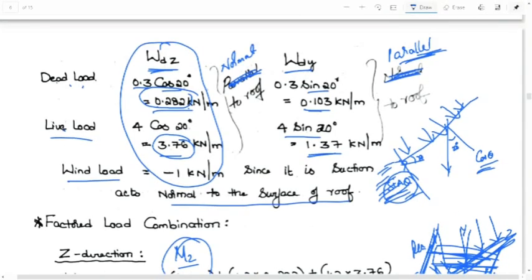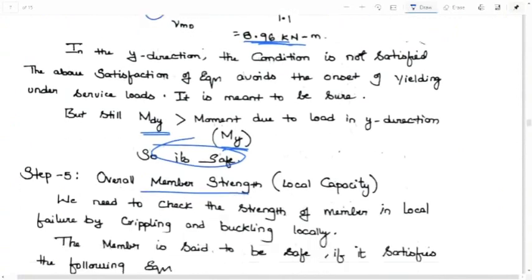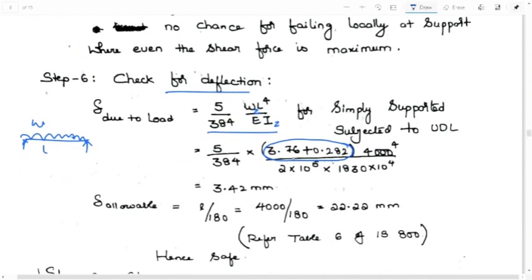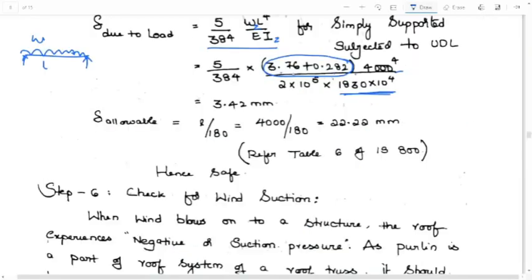Whenever you wanted to calculate the deflection, you always have to use the service loads only. So that is live load and dead load in Z direction on Z plane into L power 4, where L is the length of the purlin, and I, this IZ, which is given in the question. As you can see here, IZ is equal to 1830 into 10 to the power of 4 mm power 4, and you are going to get a deflection of 3.42 mm.